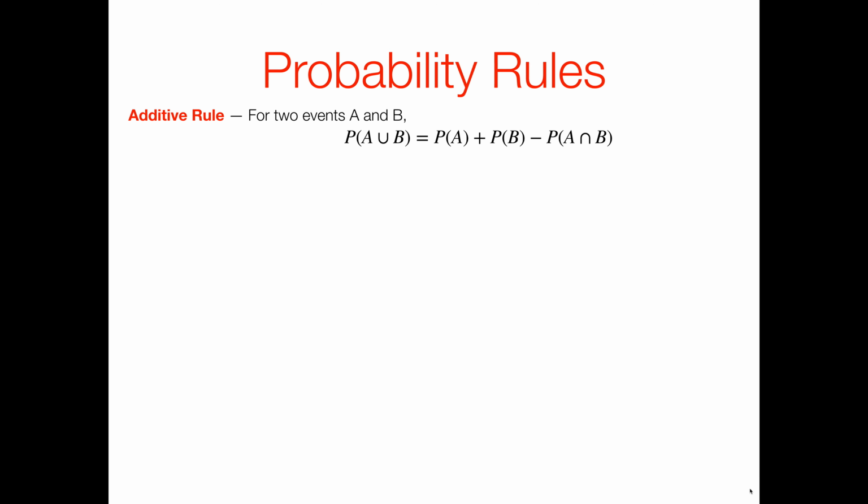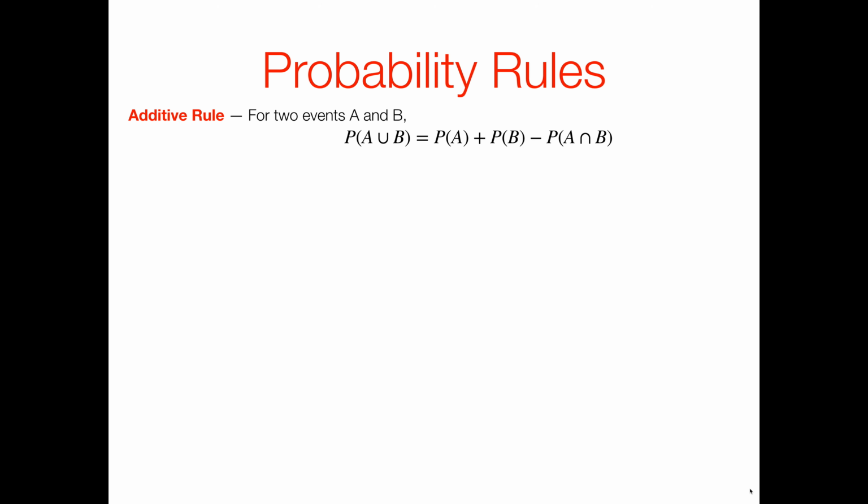Now we need some rules about how probabilities work. Maybe we want to find the probability of the union or the intersection. The additive rule helps us find the probability of a union. So it says for two events, the probability of the union of A and B is the probability of A plus the probability of B minus the probability of A intersect B.